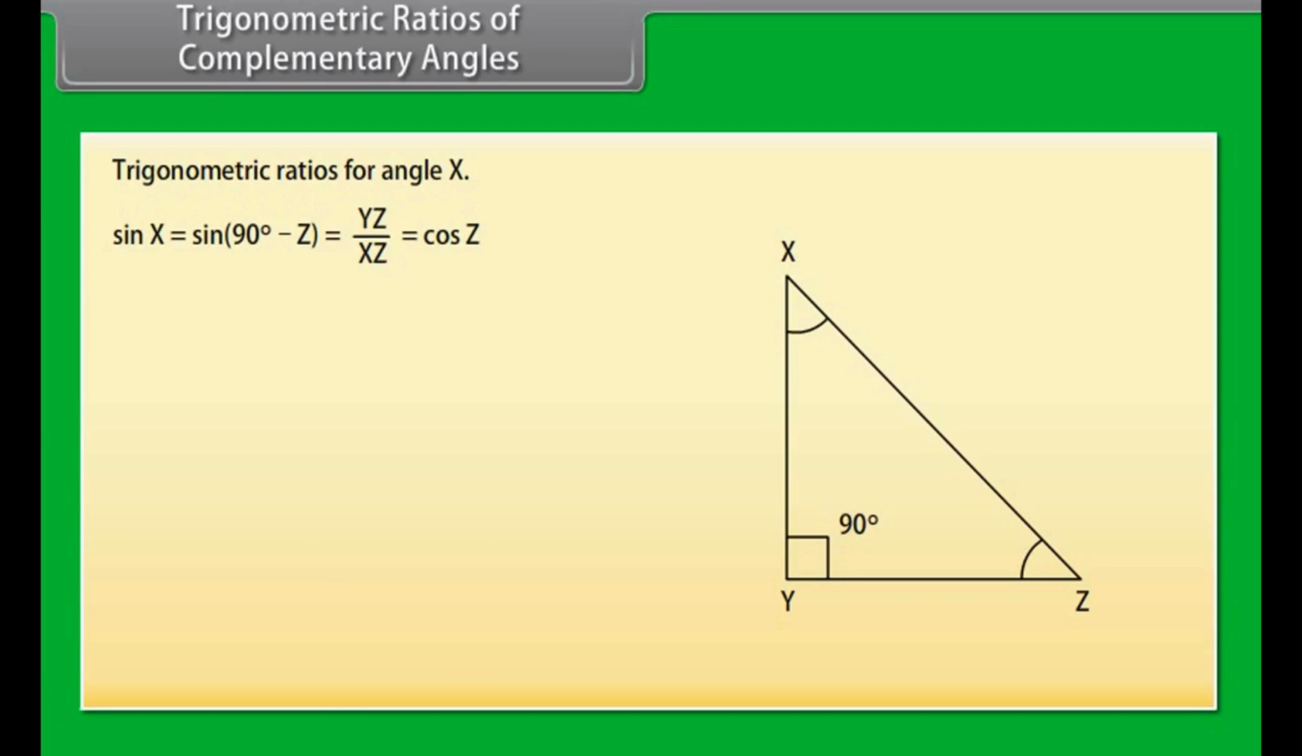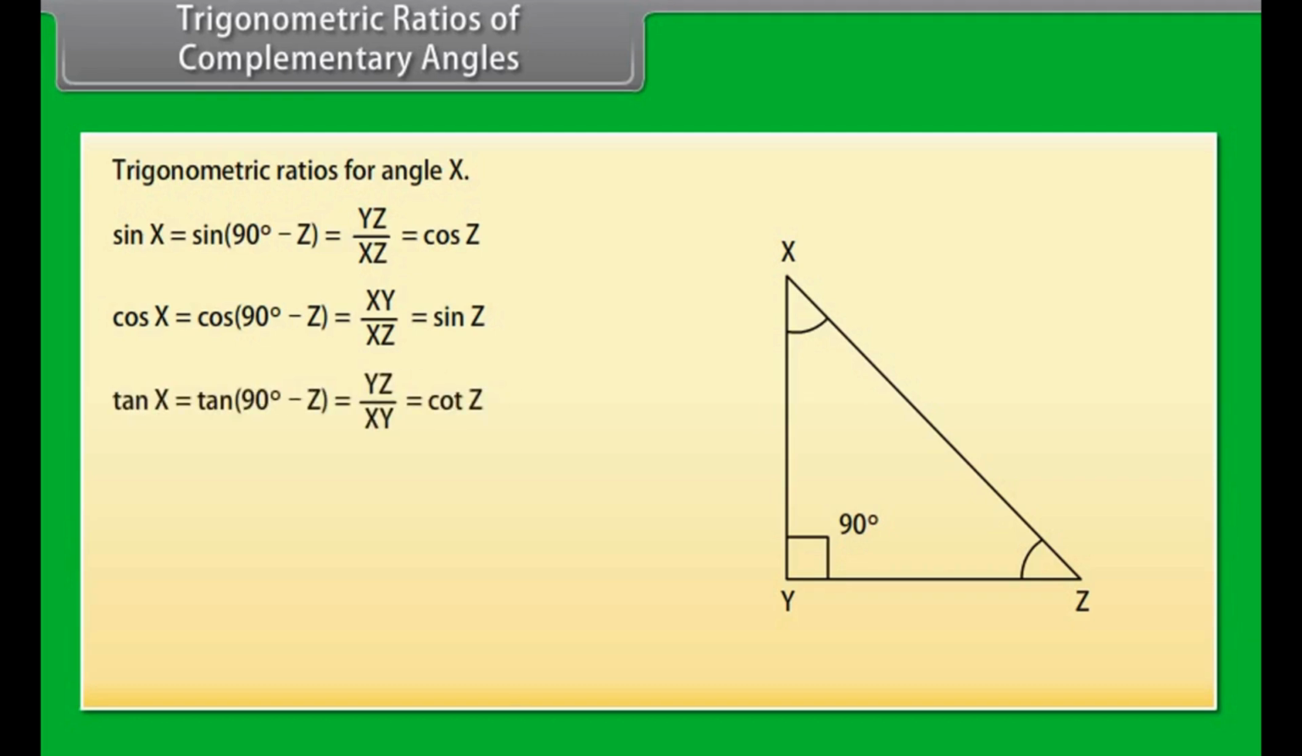Cosec X is equal to cosec 90 degree minus Z equals XZ upon YZ equals sec Z. Sec X is equal to sec 90 degree minus Z equals XZ upon XY equals cosec Z. Cot X is equal to cot 90 degree minus Z equals XY upon YZ equals tan Z.